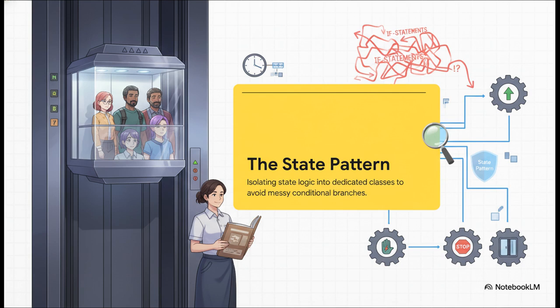We isolate the logic into dedicated classes. Think of it as swapping out entirely different instruction manuals. When the car is moving, it exclusively reads from the moving state manual. When it stops, it physically swaps that out for the idle state manual. This cleanly modularizes the behavior and ensures we don't accidentally, say, open the doors while zooming past floor 5.